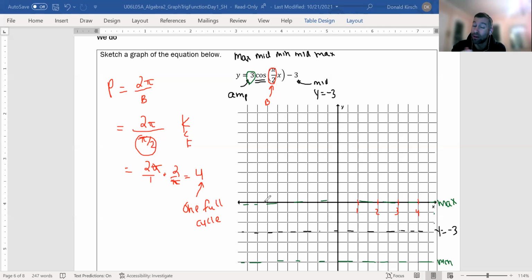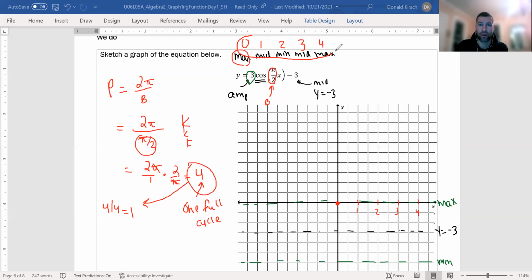And so now I've got to think about my key points. I know that there's 5 key points, but we know our first one for cosine is going to start at the maximum. And so what we really got to do is just divide the other 4 up. So we're always going to take this and divide it by 4. Well, in this case, 4 divided by 4 equals 1. So that tells me that we're going to have a midline at 1. So our max is at 0, our mid's at 1, our min's at 2, 3, 4.